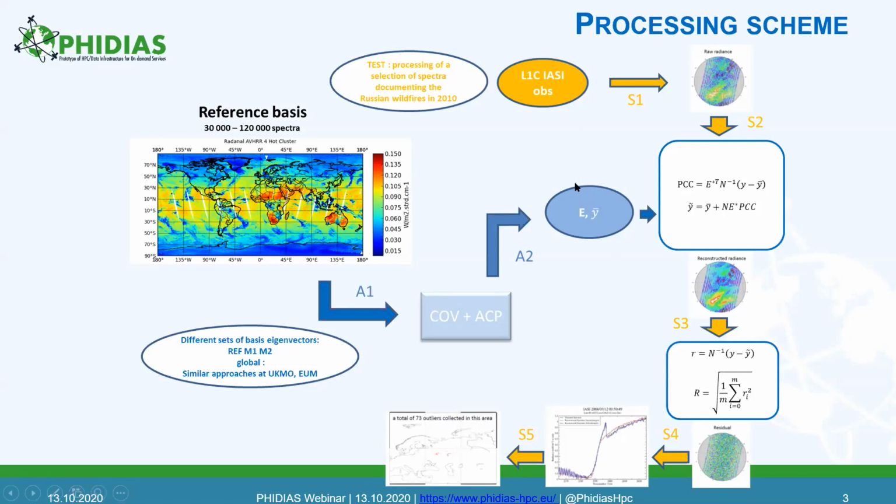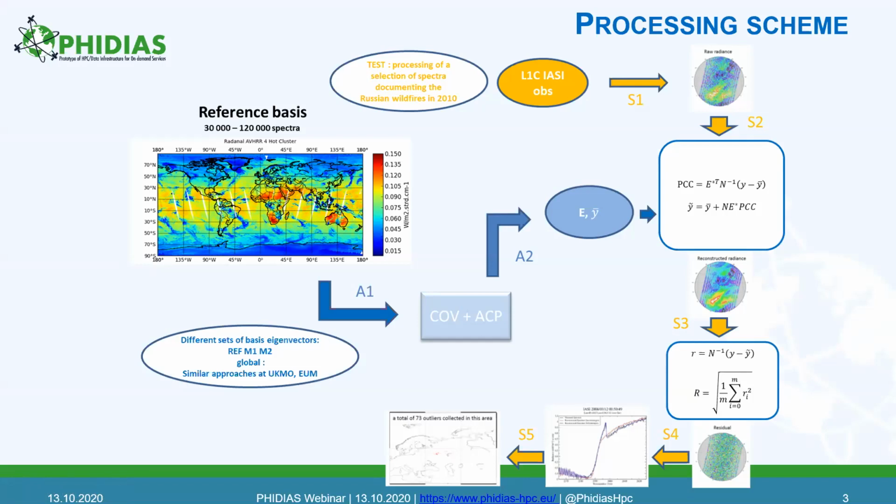So now we can go to the yellow steps. First, we read the data. Here it was the case for the IASI sensor. We get the radiance in the whole spectrum. We use the reference basis, the set of eigenvalues, to decompose the measured signal, and we project the measured signal onto this basis, and we get, in step 3, the reconstructed radiance, as Pascal already talked about in his first presentation.